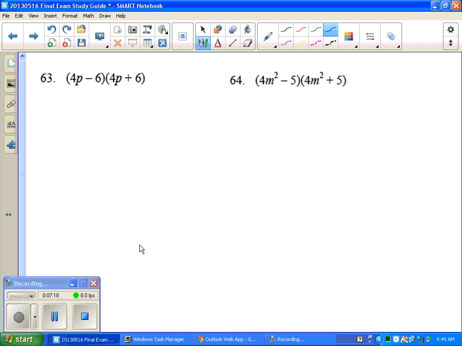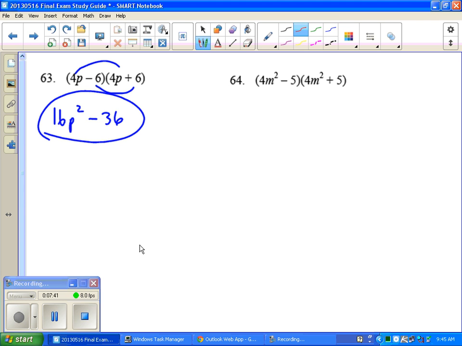Again, we have two sets of conjugates here as well. Both of them have 4p and both of them have 6. One's plus, one's minus. So we'll just do first and last. 4p times 4p, 4 times 4 is 16. P to the 1 plus 1 is p squared. And your last terms, negative 6 times 6 is minus 36. 16p squared minus 36.